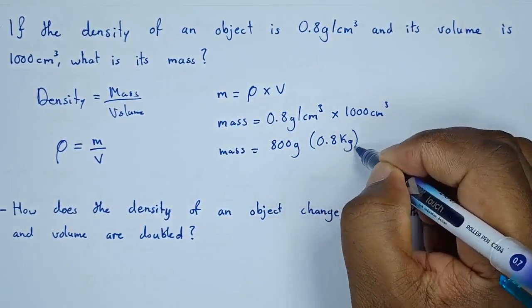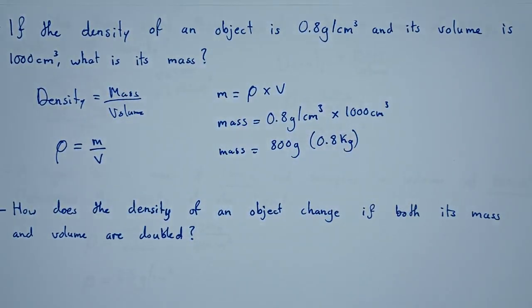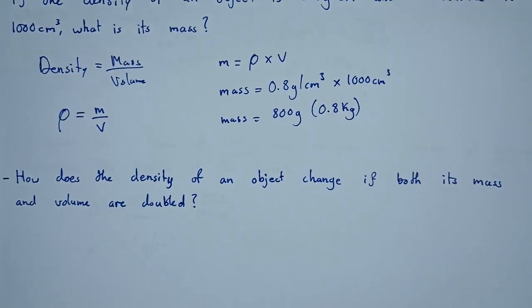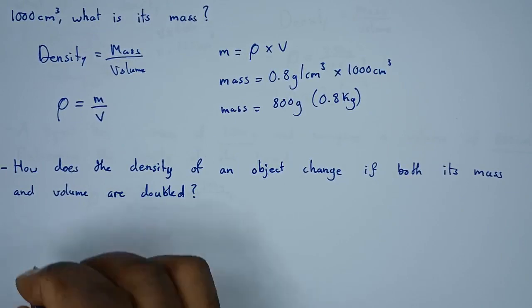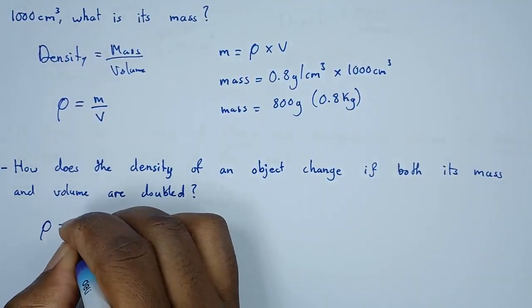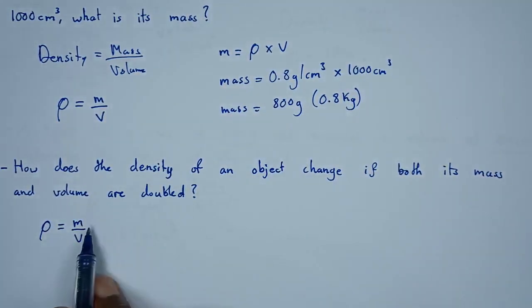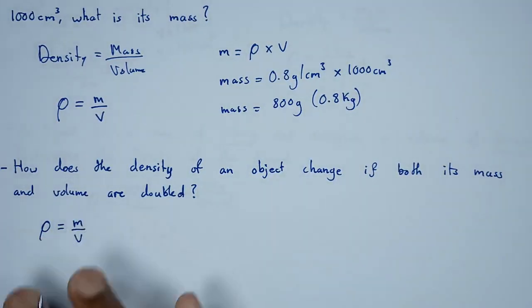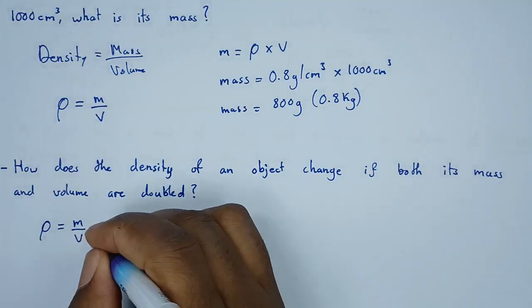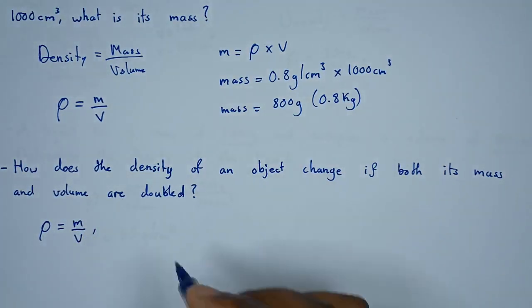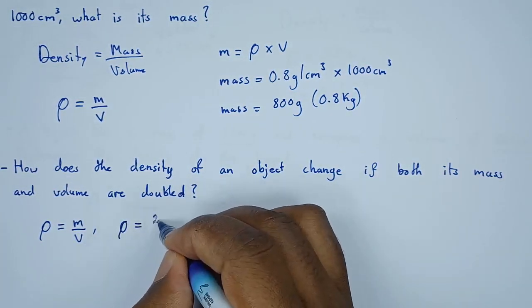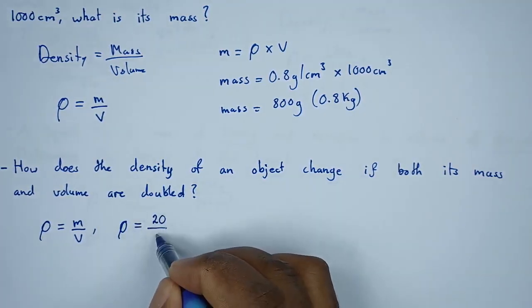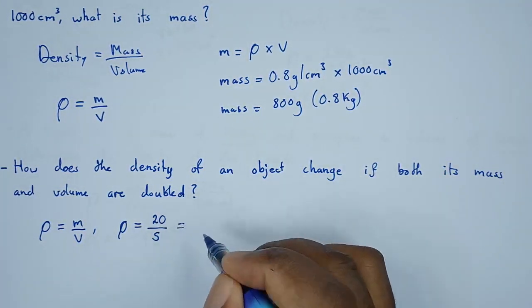So that's our mass. Okay, so the last question now is how does the density of an object change if both the mass and the volume are doubled? So the idea here is we know that density is equal to mass over volume. Now what will happen if we double the mass and we double the volume? What will happen to the density? The best way to do this is to use values first so that you understand it. Let's say an object has a mass of maybe 20 and has a volume of 5, like that. So what will be our density in this case? We know that our density will be 4.